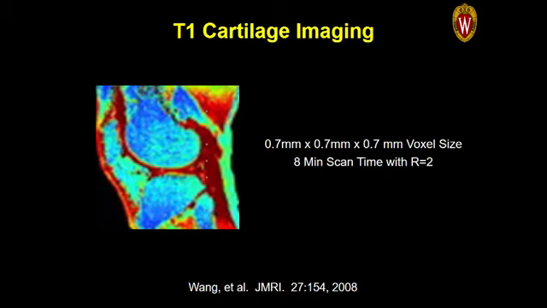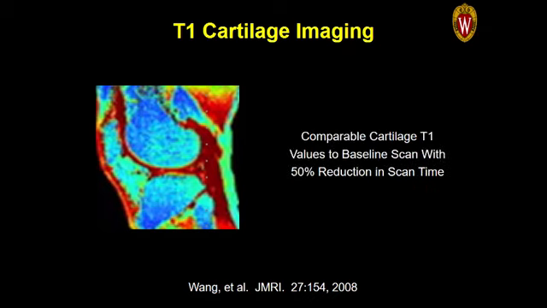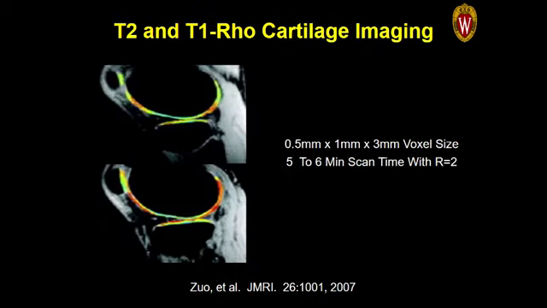Dr. Riccardo Lattanzi's group at NYU described the use of parallel imaging acceleration to accelerate a T1 mapping sequence for use in delayed gadolinium-enhanced MRI of cartilage. Using the parallel imaging acceleration, they were able to acquire 0.7 millimeter isotropic voxel size T1 maps of articular cartilage with comparable cartilage T1 values to baseline scans with a 50% reduction in scan time.